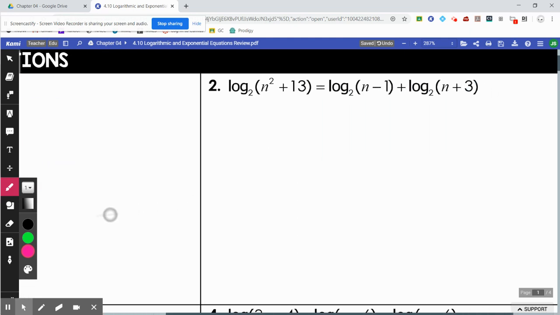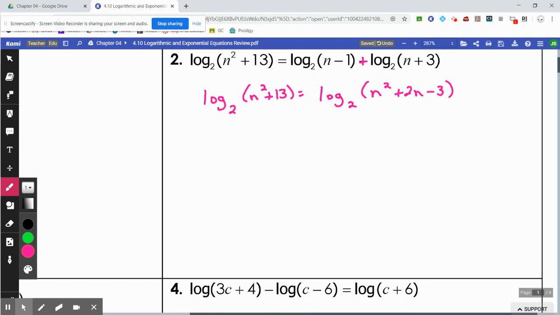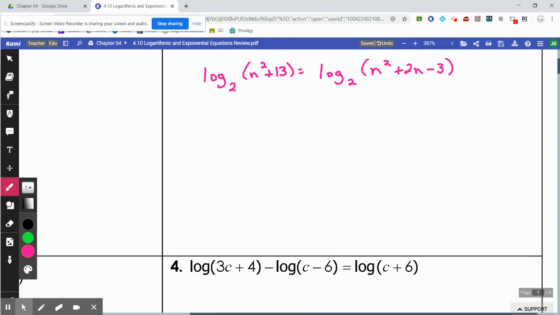And it is. You do have to condense your logarithms before you do this, so this will be log base 2 of n squared plus 13. On the right side, you have a log plus a log. You can condense that using your power rule. That'll give you log base 2, and I'm going to FOIL this out. That's going to be n squared plus 2n minus 3. Now that you have a logarithm equal to a logarithm, your 1-to-1 rule says now you can set the arguments equal. N squared plus 13 is n squared plus 2n minus 3.